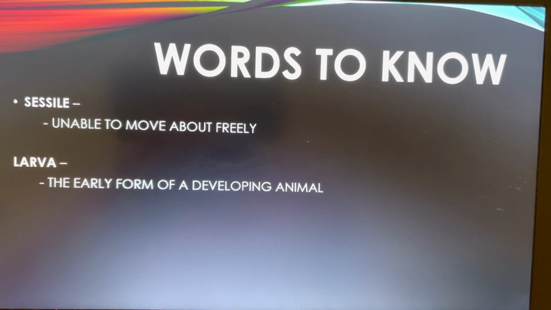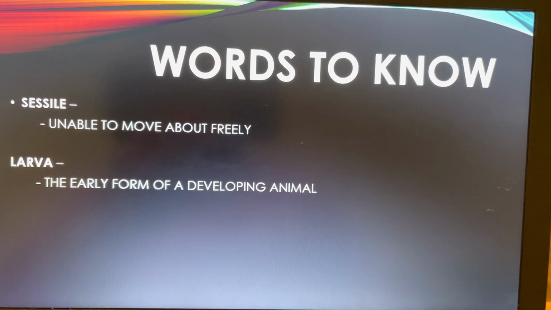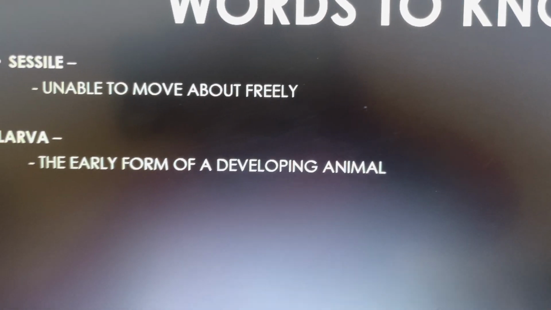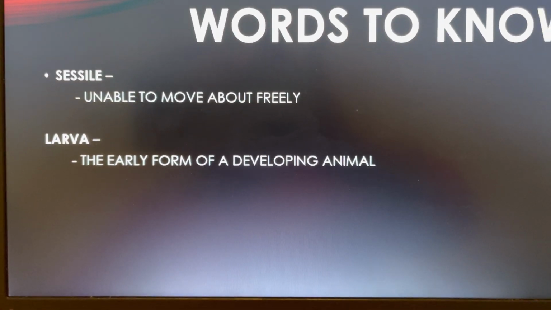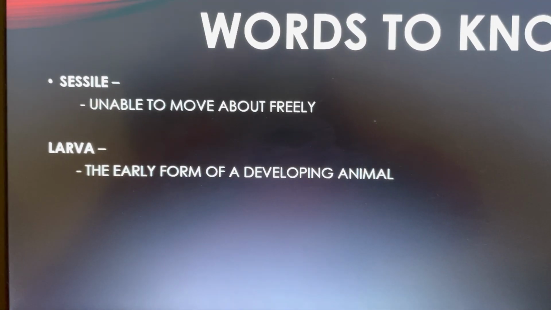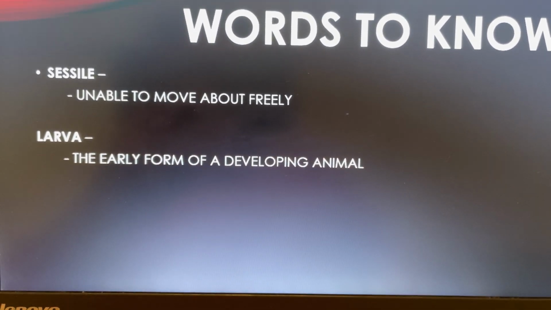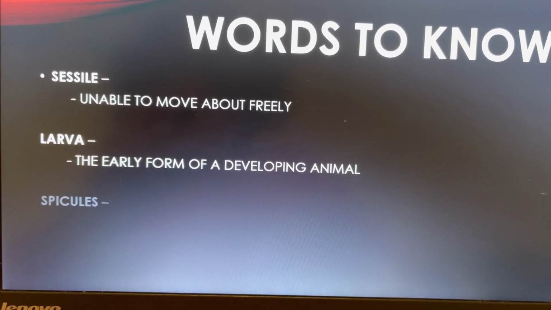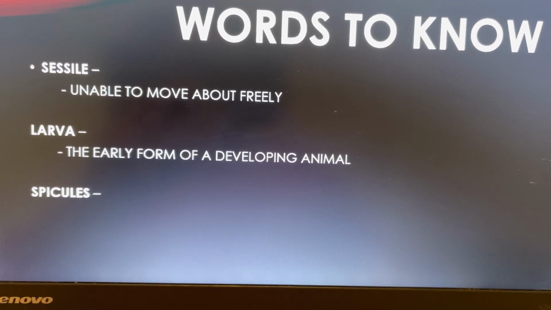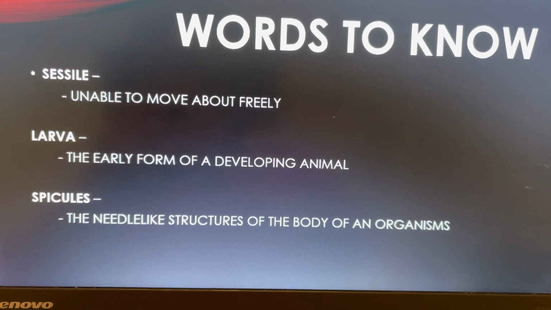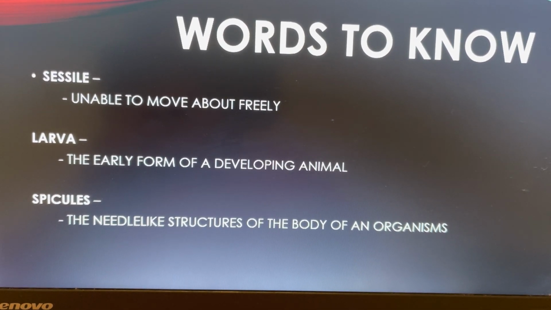Next is the larva. The larva is the early form of a developing animal. It's like a caterpillar. It undergoes different stages and processes until it goes through metamorphosis. So the larva is the early form, egg, larva. Next, spicules. Spicules refers to the needle-like or thread-like structures in the body of an organism.